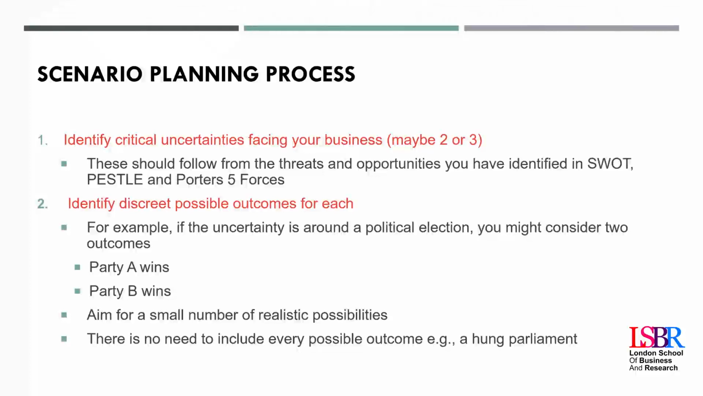Again, what you want to do here is look at a small number of realistic possibilities. Now, obviously, 101 things can happen. Some things you just can't predict. So, for example, the coronavirus pandemic: if you were a strategist strategizing in 2019, there's probably realistically no way that you could have guessed a global pandemic would happen in 2020 that would bring the whole world pretty much to a stop.